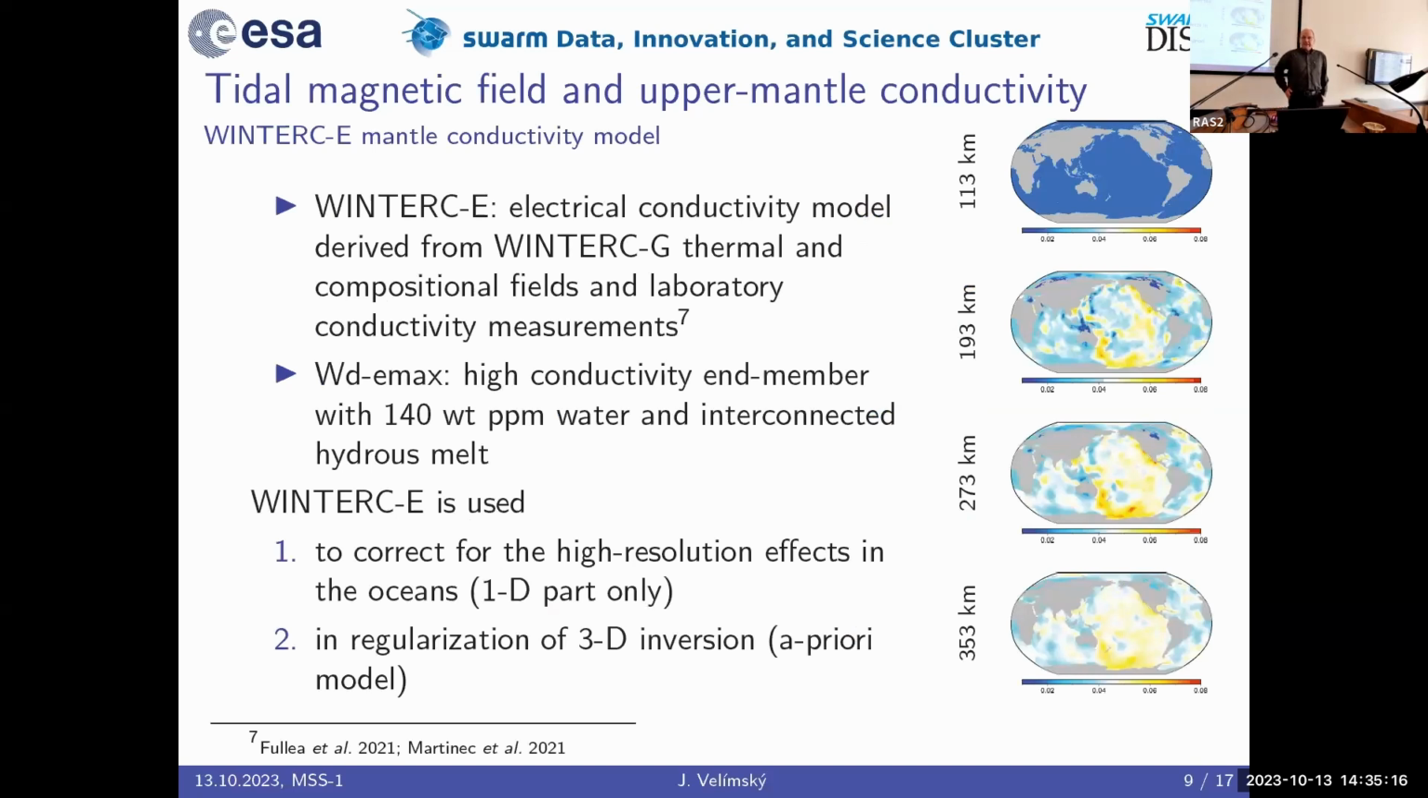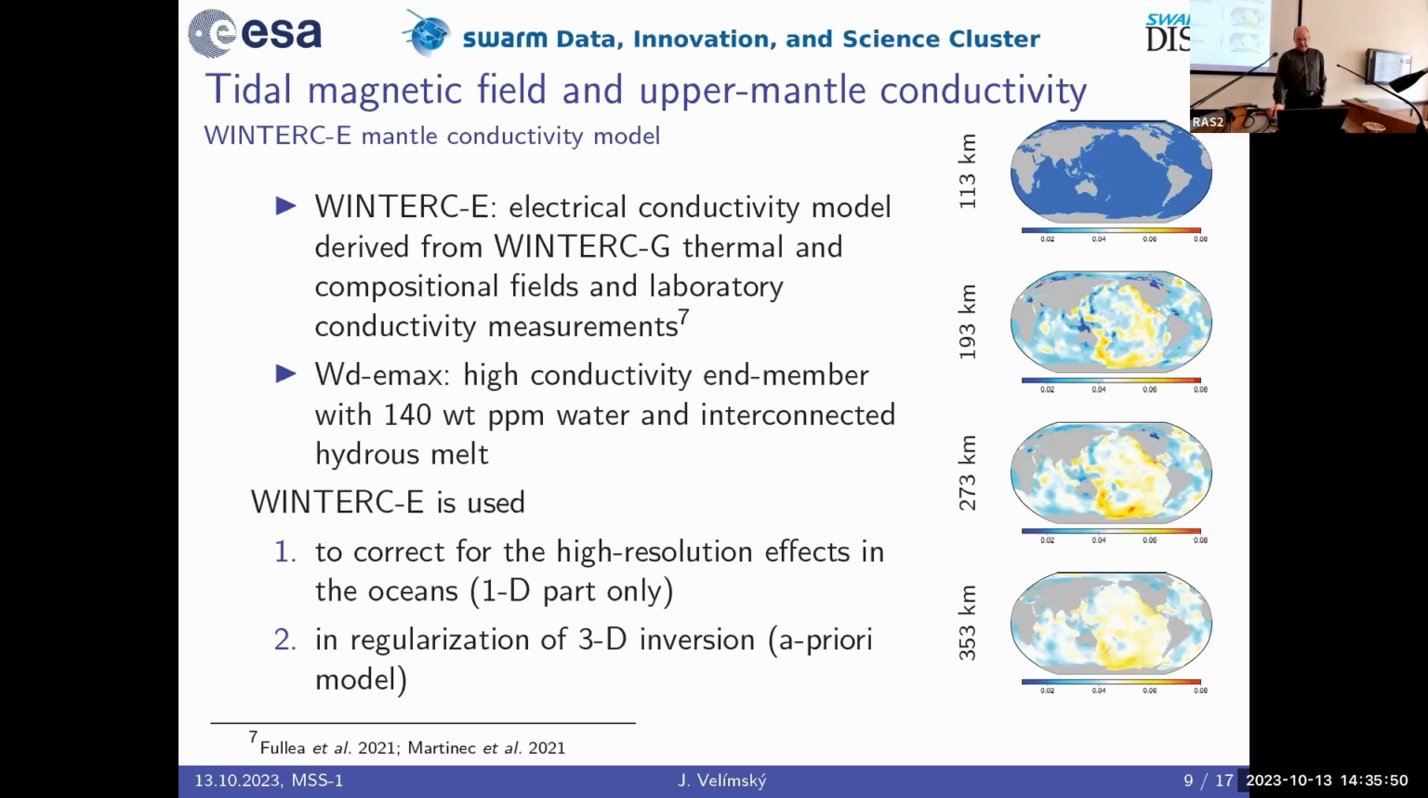We also have some independent information on geomagnetic observation in terms of this WINTERC class of models, which are generated for the upper mantle from seismic tomography and also thermal flow and gravity fields. And they have been converted to conductivity using laboratory measurements and some averaging rules for conductivities of different mixtures, including not completely self-consistent, but still at least some formulation for water presence and melt presence.